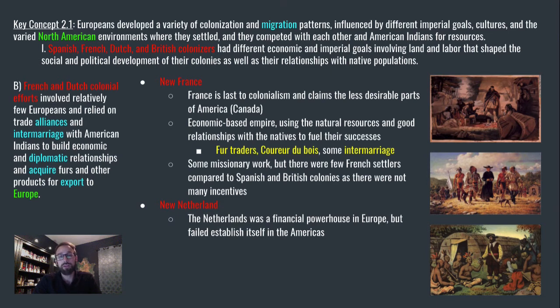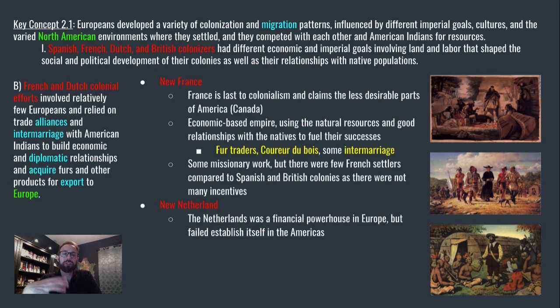So really, the Netherlands establishes itself as a secular country, and they hope to build themselves as a financial powerhouse in Europe, controlling many of the banks and lending houses that will hope to make returns on investments, especially in the Americas. Here's the thing, it wasn't that successful, so they failed to establish themselves there.